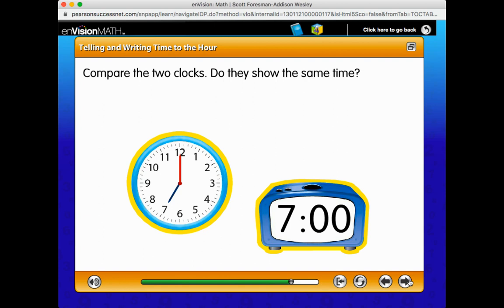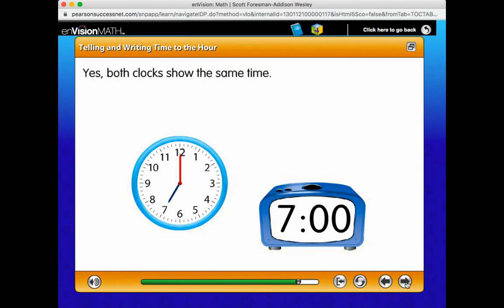Compare the two clocks. Do they show the same time? Well, looking at the big clock that we have here on the left that I'm circling here with my mouse, we said the hour was pointing to 7, the minute hand was pointing to 12, so we would say and read this time as 7 o'clock. Now this one, even though it looks different and it is in digital form, the hour is still 7, and we just learned that 00 will mean that it is o'clock. So this also shows 7 o'clock. So both of these clocks show the same time. Yes, both clocks show the same time.